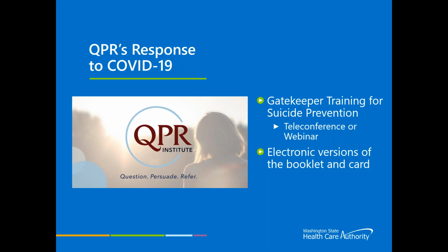To maintain quality standards, ensure that every QPR gatekeeper receives a booklet and card, which is shared with an average of 5 significant others. They are temporarily making available an electronic version during the pandemic. This edition of the QPR booklet can be purchased, downloaded, and printed as needed. They also have created a QPR gatekeeper self-assessment tool for those trained via webinar.